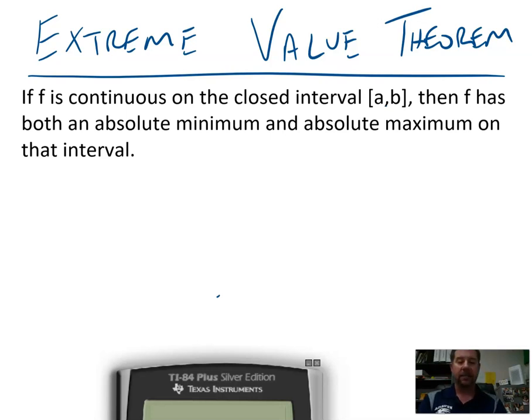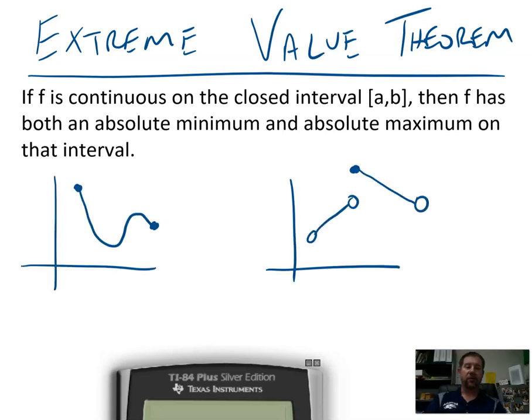So here are some examples of this. I've drawn a couple examples here. Going back to talk about a closed interval real fast, that's one where the endpoints are closed, where they're included. So graph A here is on a closed interval. This one here is on an open interval because the endpoints are not included. But if we're on a closed interval, we are guaranteed to have an absolute min and an absolute max.